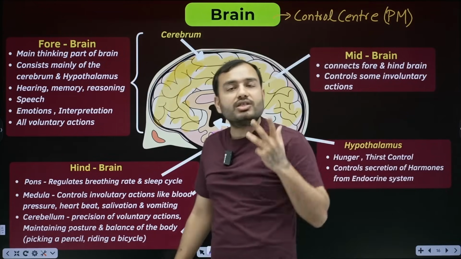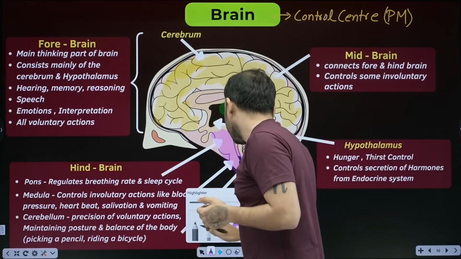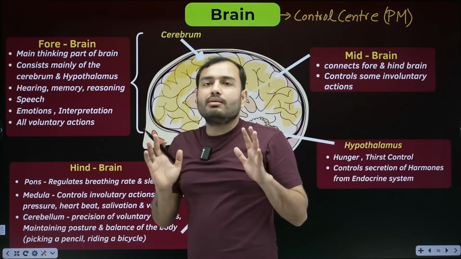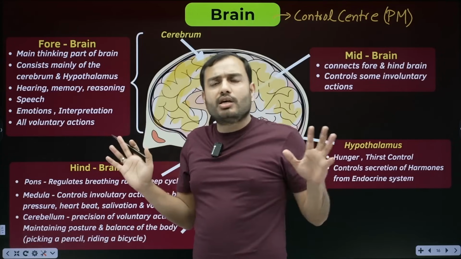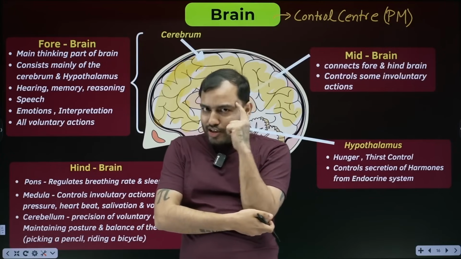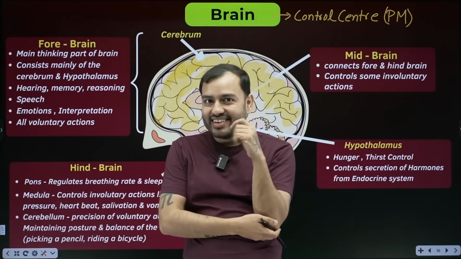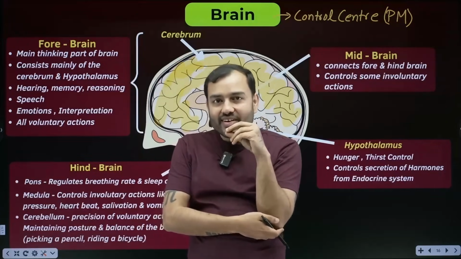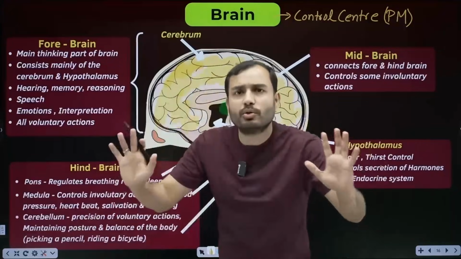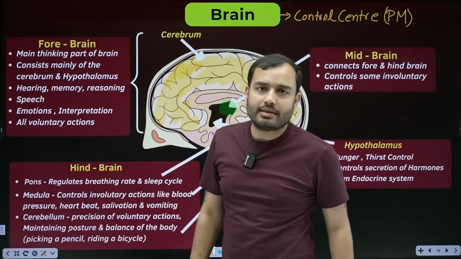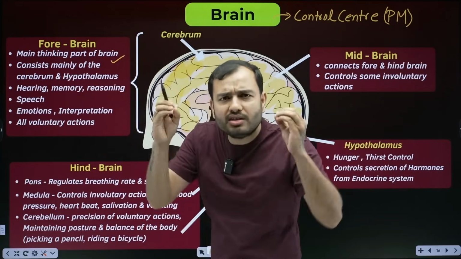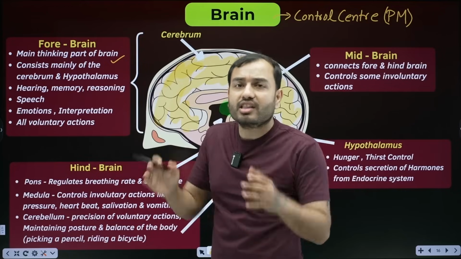Now we have to understand the function of different parts. First we are going to study the forebrain, the front part. Everything you do by thinking and understanding is done by the forebrain. Thinking, speaking, decisions, walking, dancing, all the voluntary actions you do, your forebrain makes you do them. The main thinking part of the brain, decision making, interpretation, who does all this? Forebrain.